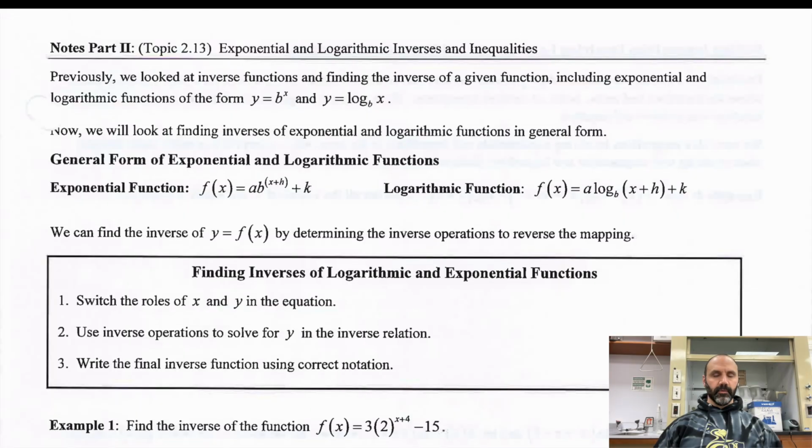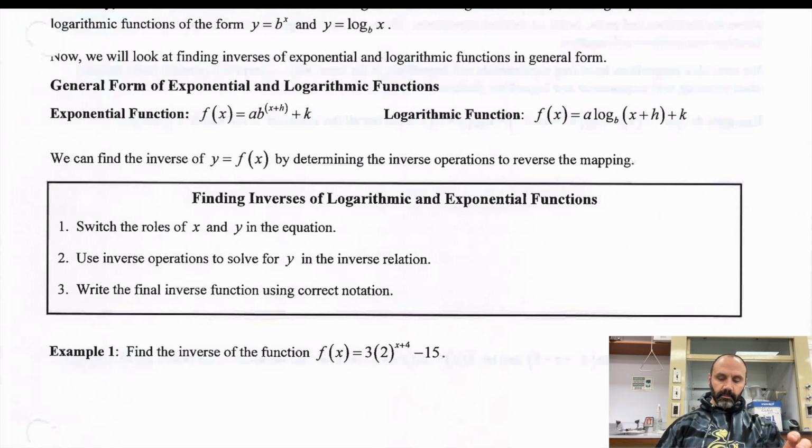Exponential, logarithmic, and then we're going to introduce the idea of inequalities. Also relying a little bit on some of the other stuff we've done in the past, a little bit of review, rational expressions, etc. Okay, so we're still using the general form of the exponential function, right? A times b to the h plus x plus k. So this is how we write our exponential functions, and logarithmic functions can look like this, right?